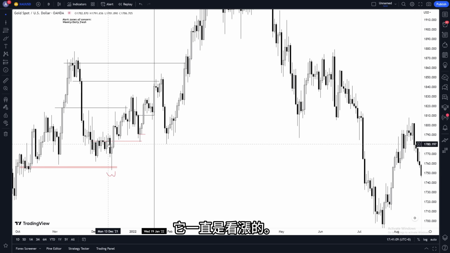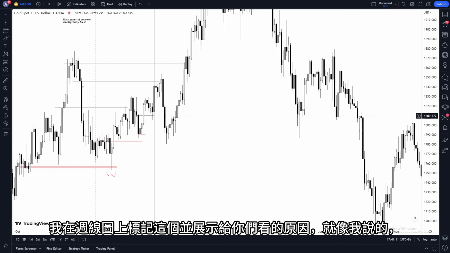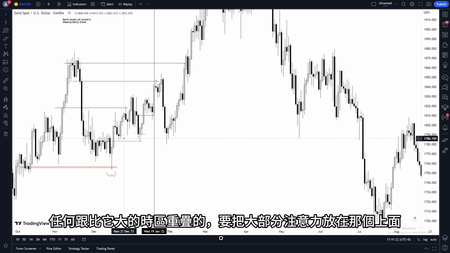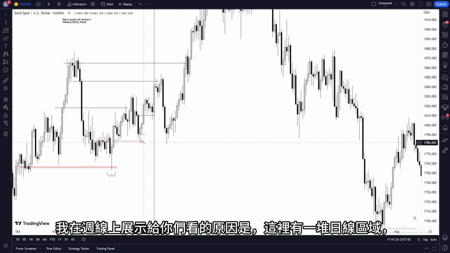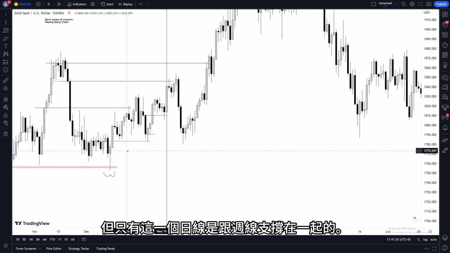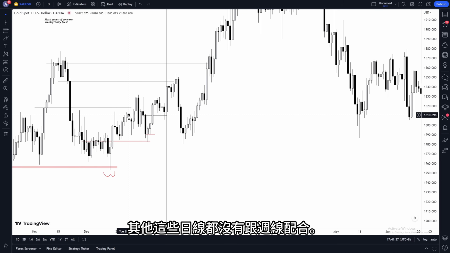It's always been bullish. The reason I marked this and showed you guys this on the weekly is because I want to show you guys, as I said, if there's a daily coinciding with a weekly, or a daily with a monthly, or a weekly with a monthly, anything with a higher time frame than it, pay most of your attention to that. The reason I showed you guys this on the weekly is because we had a bunch of dailies in here, but then there was only just this one daily that was together with the weekly support. None of these dailies came together with the weekly.